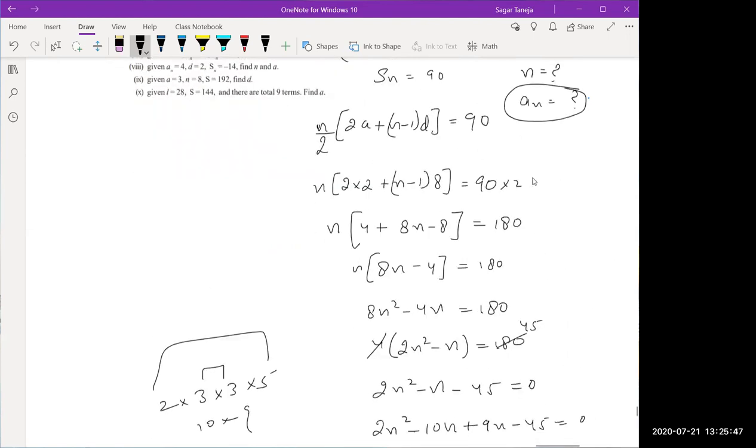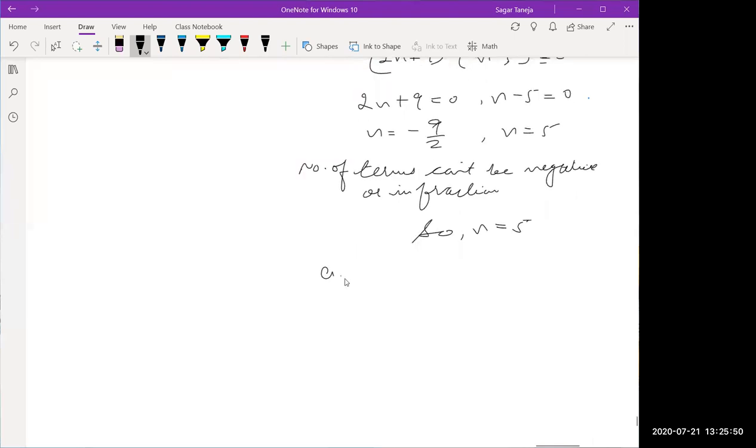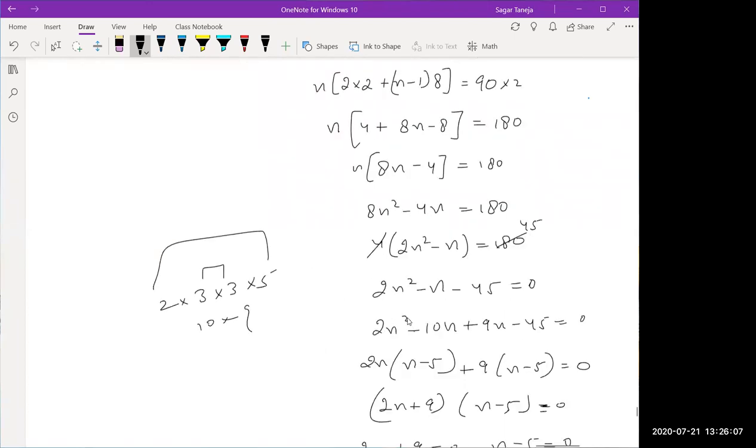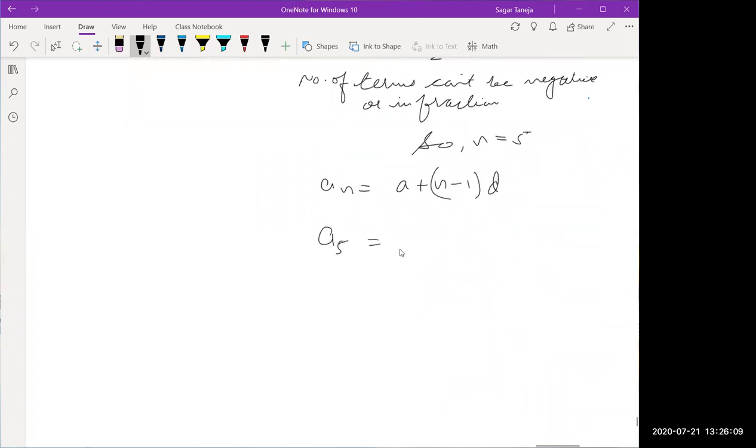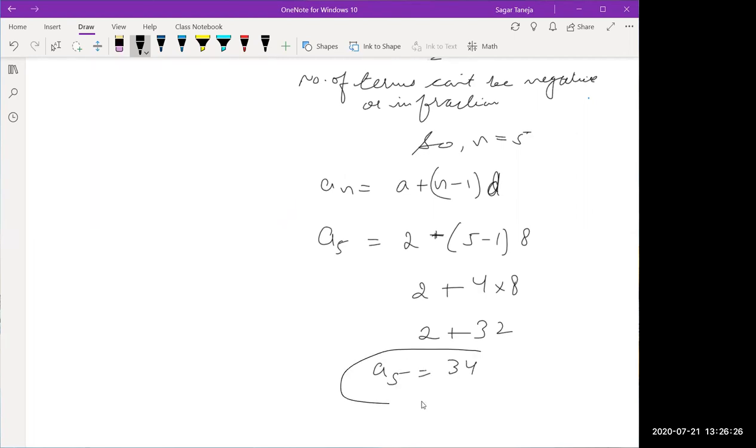We have to calculate an now, no? So an we can solve further. An is equal to a plus n minus 1 d, and here number of terms is 5, so we can say that a5 will be the last term, and the value of a is 2 and d is 8. Okay, 2 plus 5 minus 1, d is 8. It is 4 into 8. That is 32. 2 plus 32 is 34. So a5 is 34. This is only the nth term.